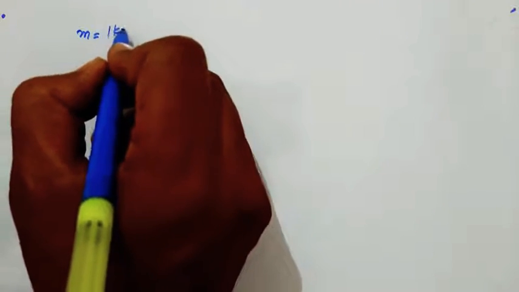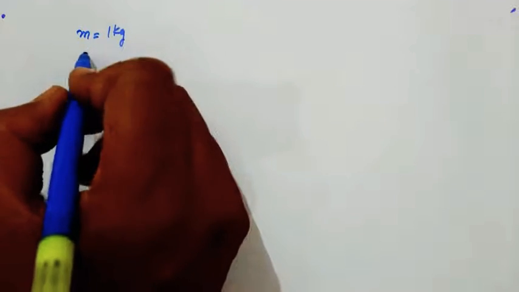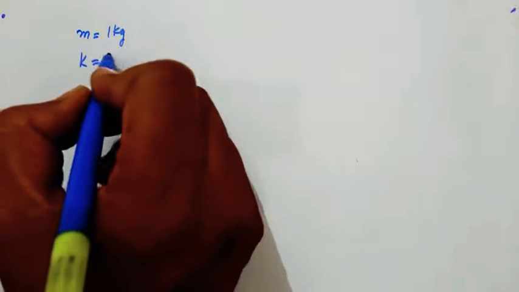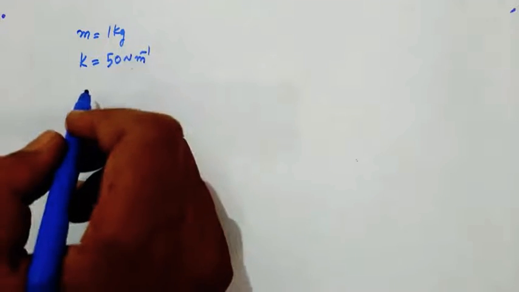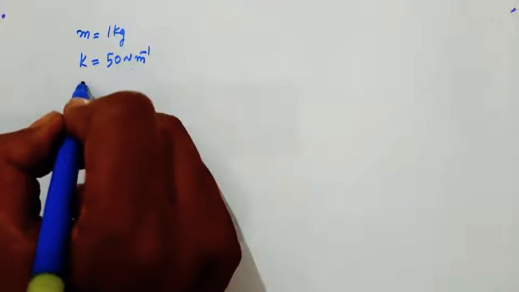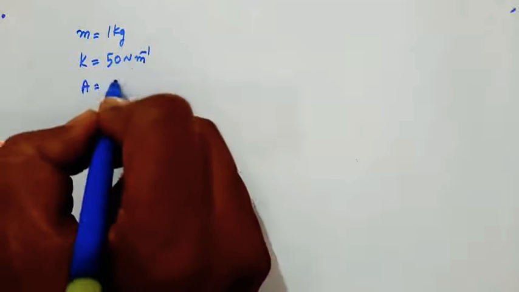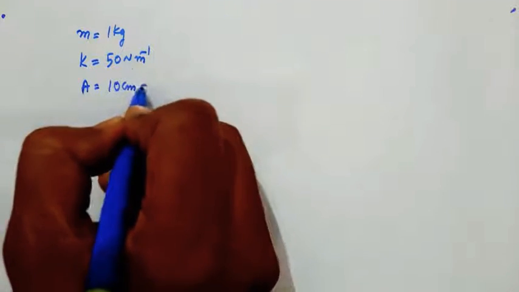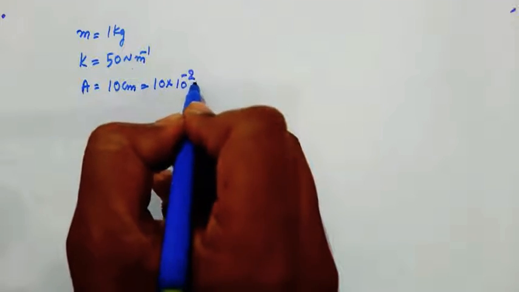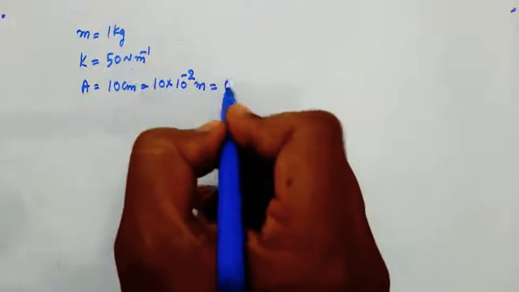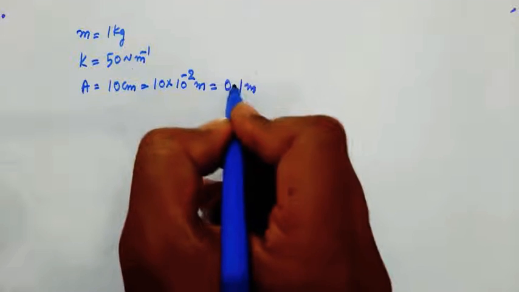Mass of the block is given, that is m equal to 1 kg, and the spring constant is given, that is 50 Newton per meter, and the maximum displacement is given, that is A. Here it is 10 centimeter, that is 10 into 10 to the power minus 2 meter, that is 0.1 meter.